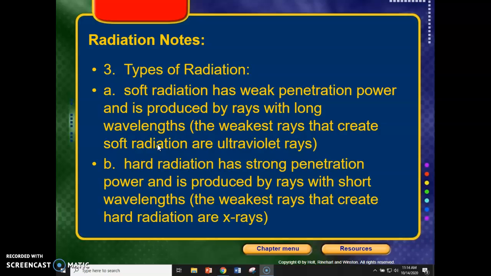We talked about hard and soft radiation. Soft radiation has weak penetrating power. Hard radiation has strong penetrating power. X-ray waves and gamma waves are considered to be hard radiation waves. Everything below that, from ultraviolet all the way down to radio waves, has soft penetrating power and is called soft radiation, or weak penetrating power.